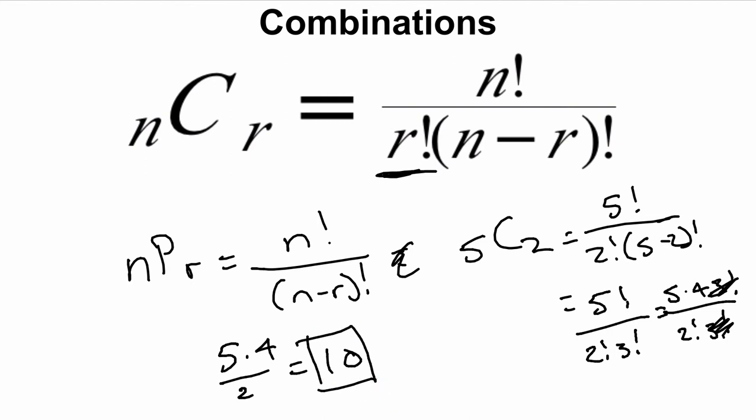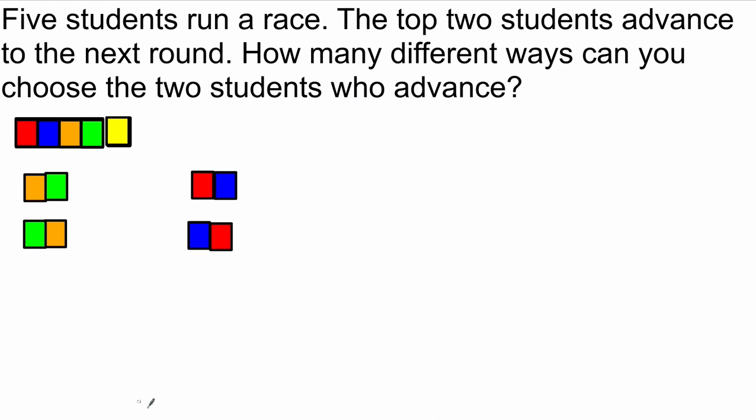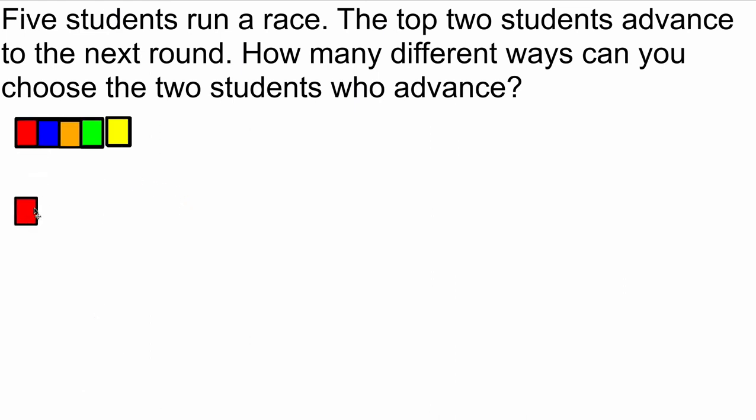So I'm going to actually go back and I'm going to show you all 10 of those ways. If I was going to do all the possible combinations with red, it could be red and blue, or I could have red and yellow, or I could have red and green, or I could have red and orange. Okay, so that's all the different ways I could have 2 people advance, where red is one of them.